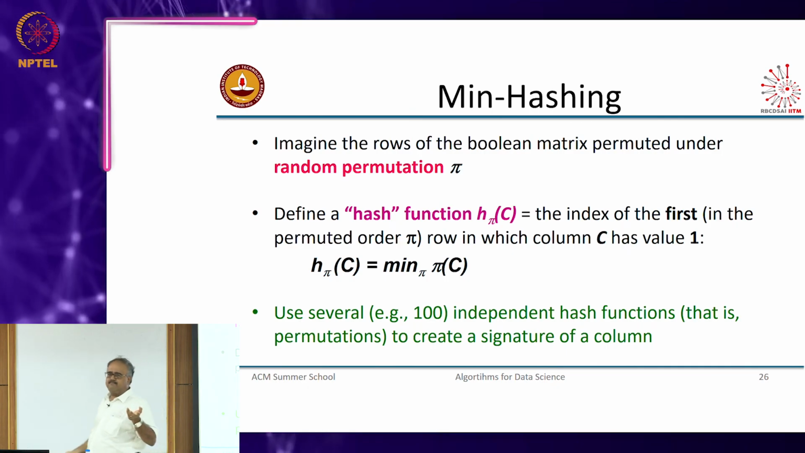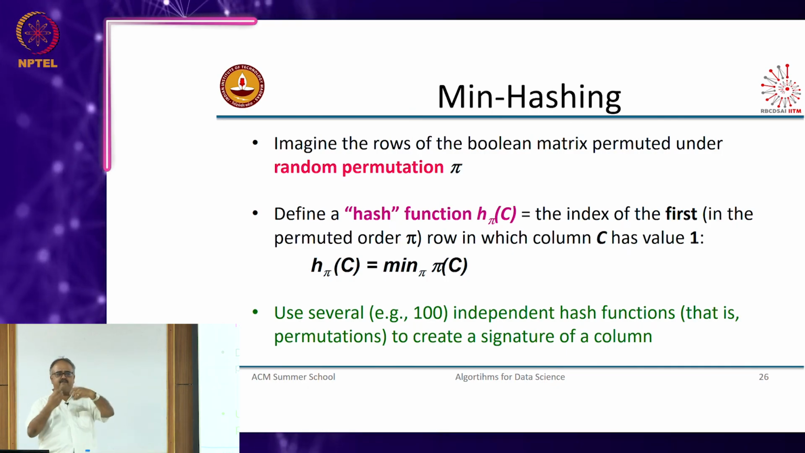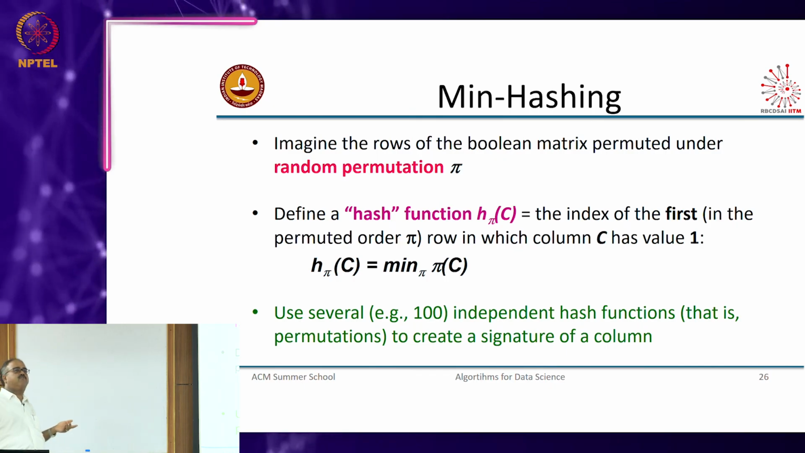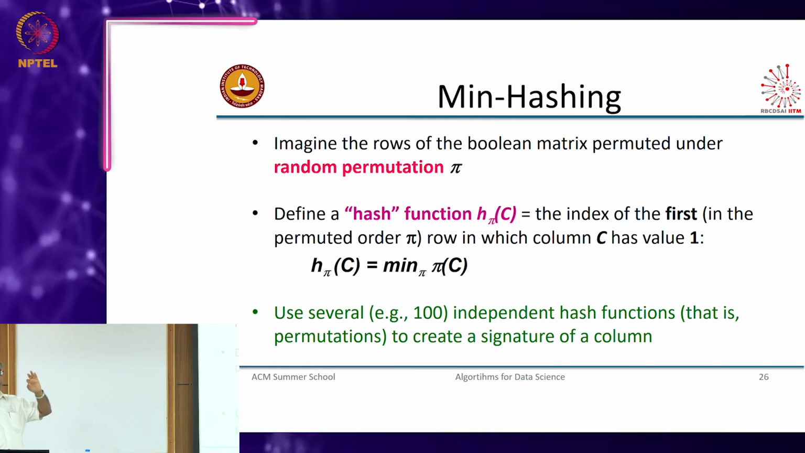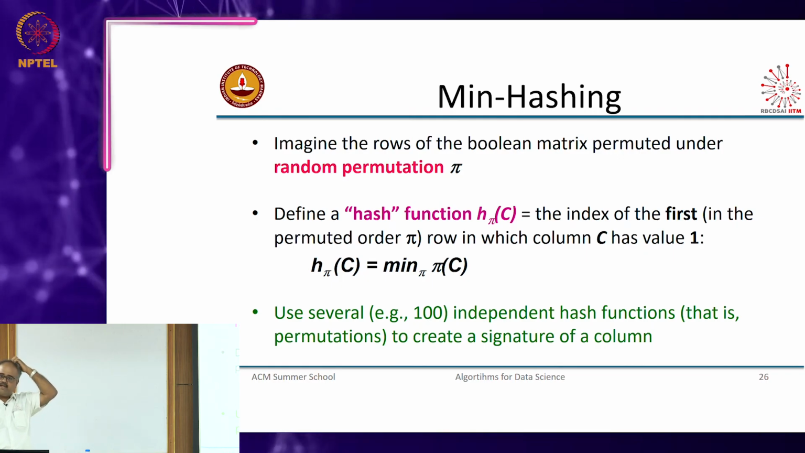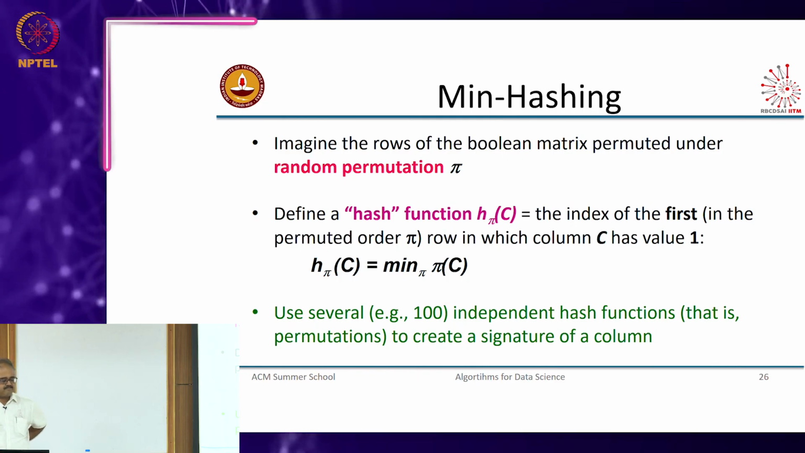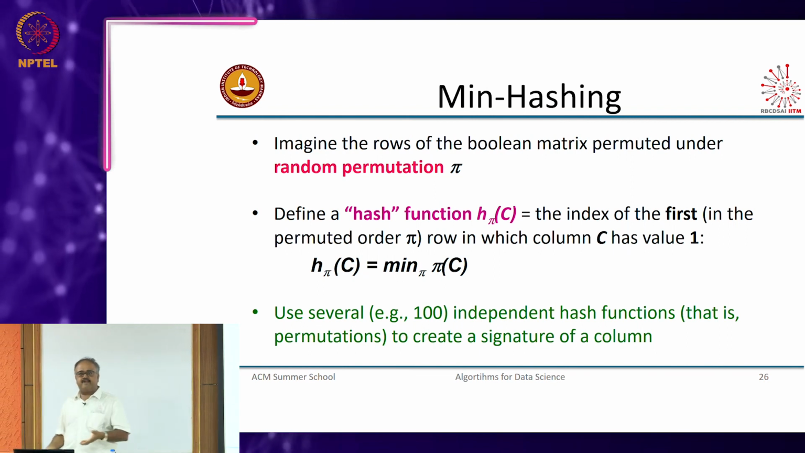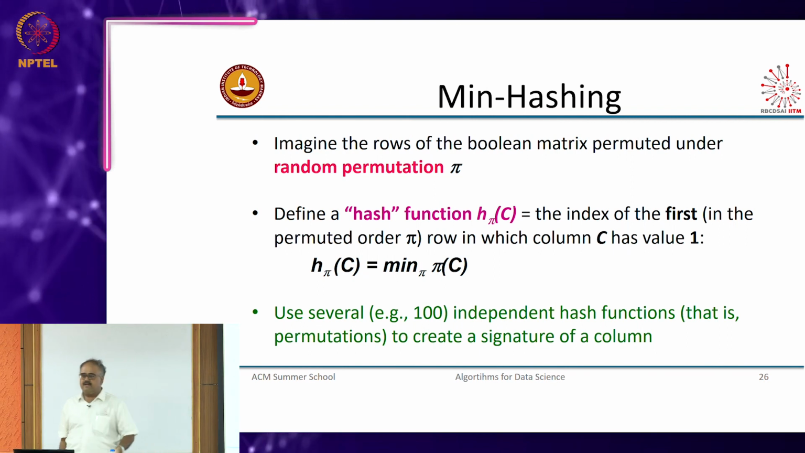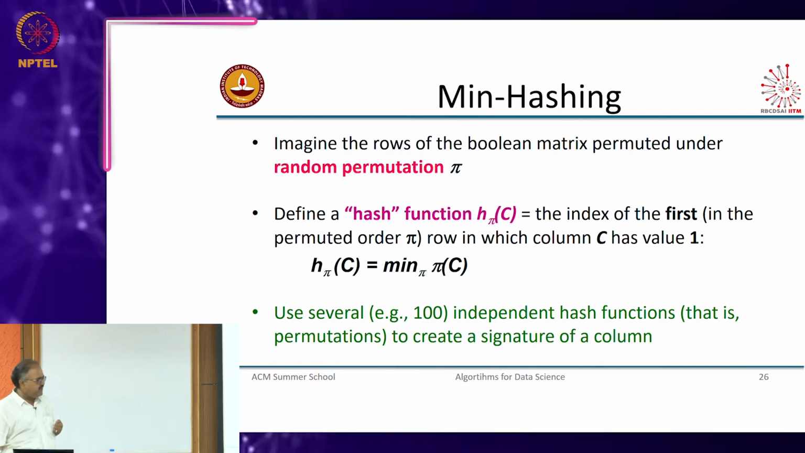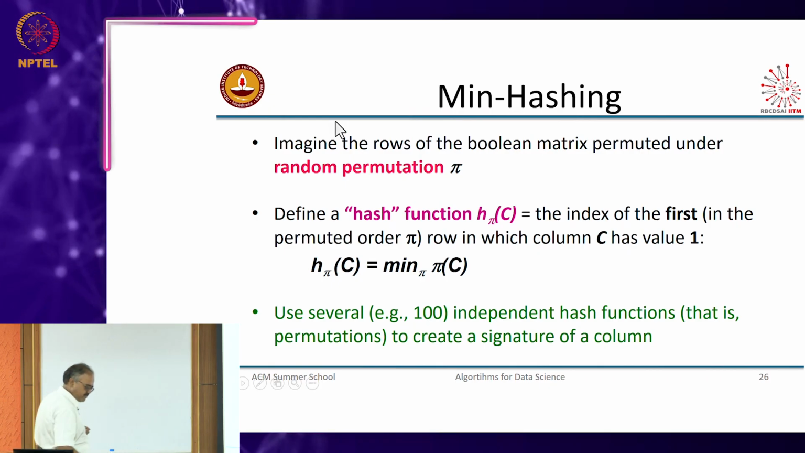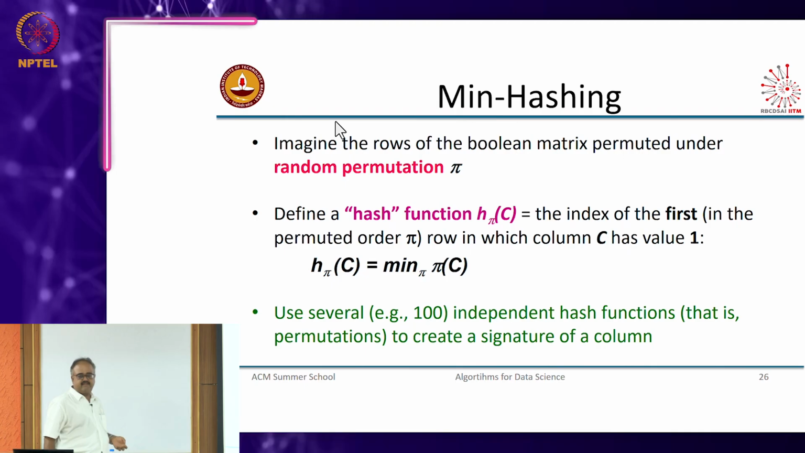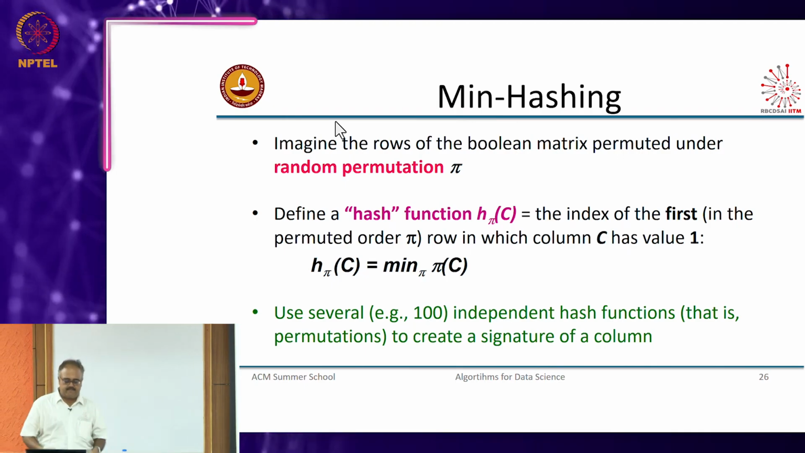Remember, it is a sparse matrix, right. So at any random permutation, there is a high probability there will be a string of zeros at the beginning. So the hash value for a column is the smallest index at which I get a 1 under that permutation. For every possible permutation I have a corresponding hash function. So the hash of C, which is some column, under permutation pi, is the minimum index such that there is a 1 there.